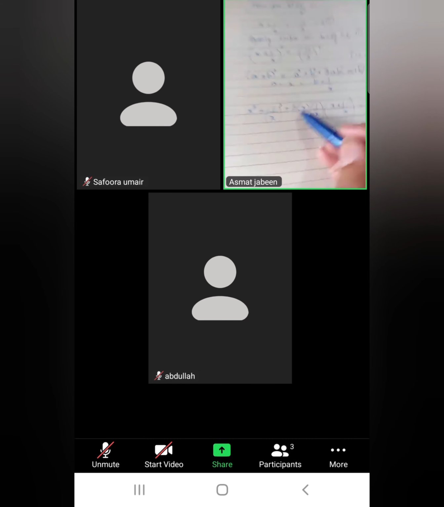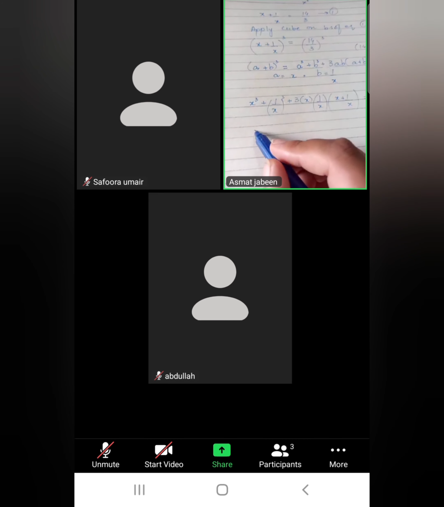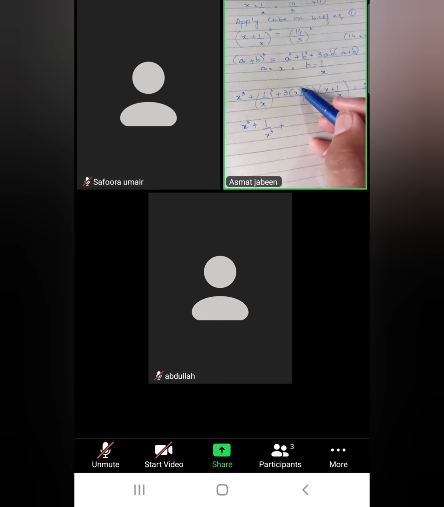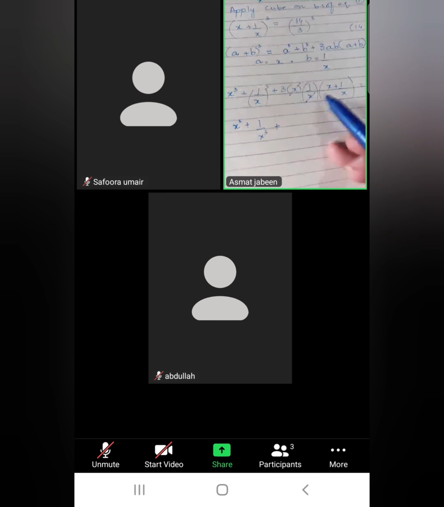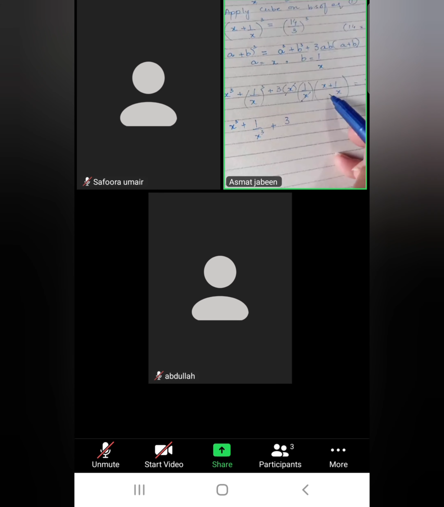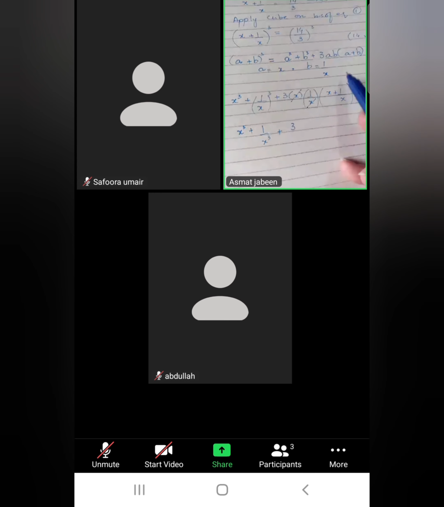Now again look here. X cube will remain the same, plus 1 by x cube will also remain the same, plus 3 times a into b. Cancellation property of multiplication is done. 3 times x plus 1 by x. No need to write, just put its value.